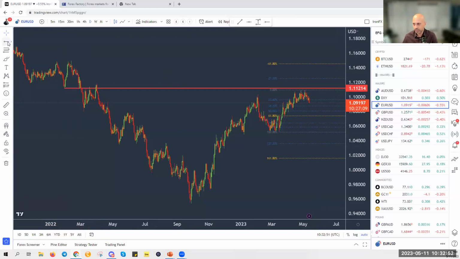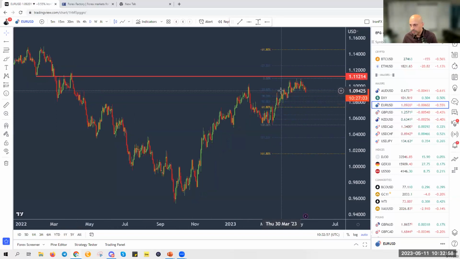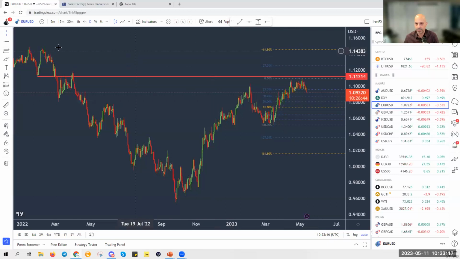Okay, so let's see what else we can identify here. If you also look at the 23.6% Fibonacci retracement level, you can see that after price made the peak at 110.95, it started pulling back and it found support at the 23.6% retracement level as well.